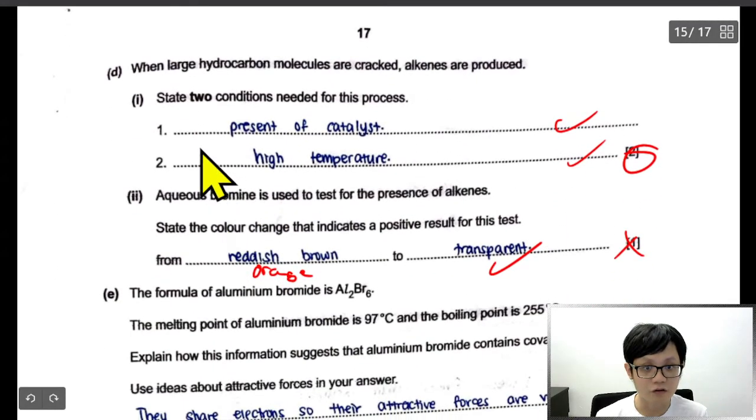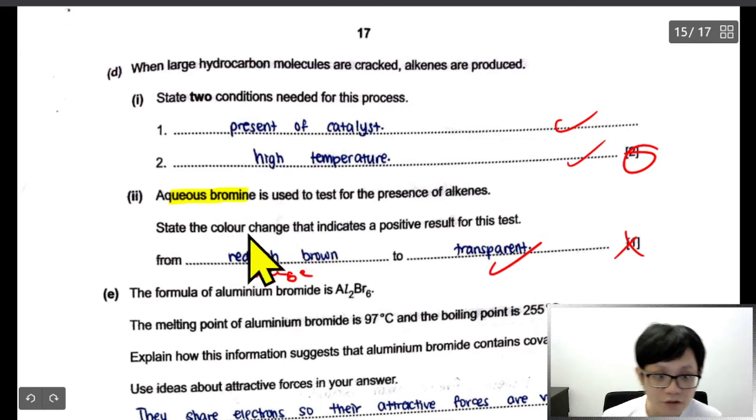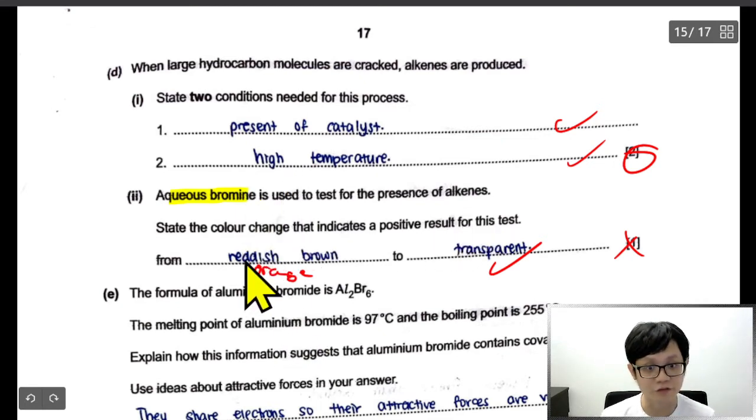And we go to aqueous bromine used to test the presence of alkene. State the color change. So the color change is from orange to transparent. Okay, so this is a test, a bromine test. Sometimes we call it just a bromine test lah. Use bromine test to test alkene. So if you put bromine inside, it will become orange to transparent.